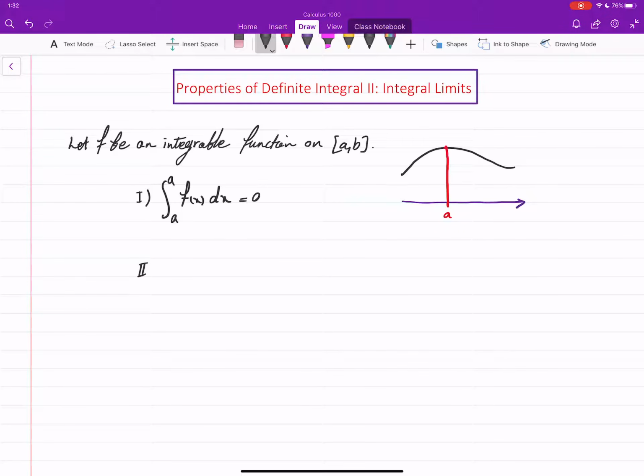The second property is that while so far we have been assuming that the upper limit is always bigger than the lower limit, now this is kind of a convention. We will allow the upper limit to be smaller than the lower limit. In other words, we are not going to put any condition on those, and switching the limits always will introduce a negative factor. So switch the limits, you get a negative sign, and done.